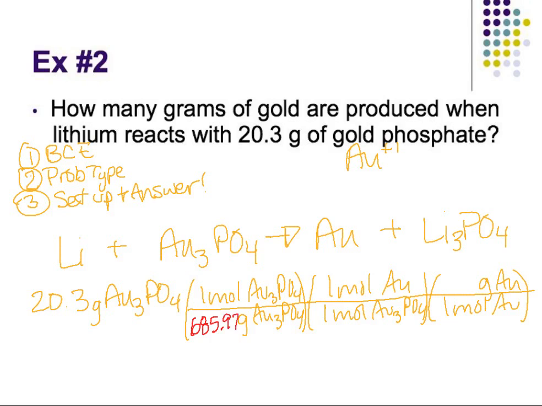The mass of gold is 197.0 according to my periodic table. Okay, so now I get to crunch my numbers. I get 20.3 divided by 685.97 and then times 197. Gives me 5.829, blah, blah, blah. I get 3 sig figs. So 5.83 grams of gold is my final answer.